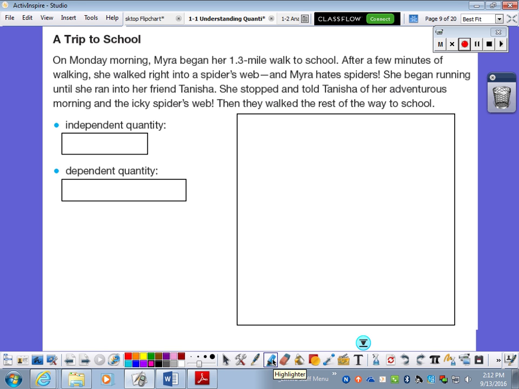Alright, so let's go back and look at our keywords. She was walking to school. Then she began running, so it should be a little bit faster. Then she stopped. Stopped means I'm probably going to look for a flat line, and told her adventures of the morning in the icky spider's web. And then they went back to walking again.